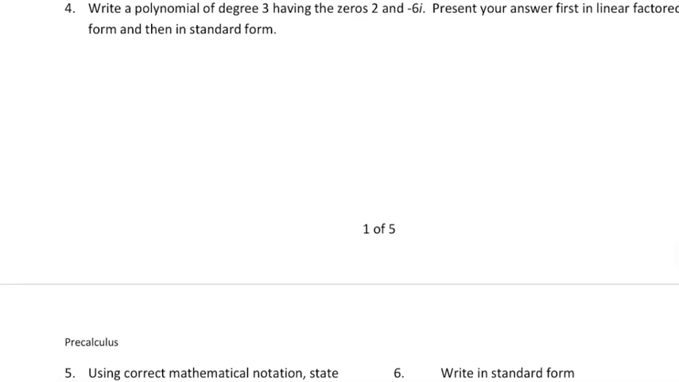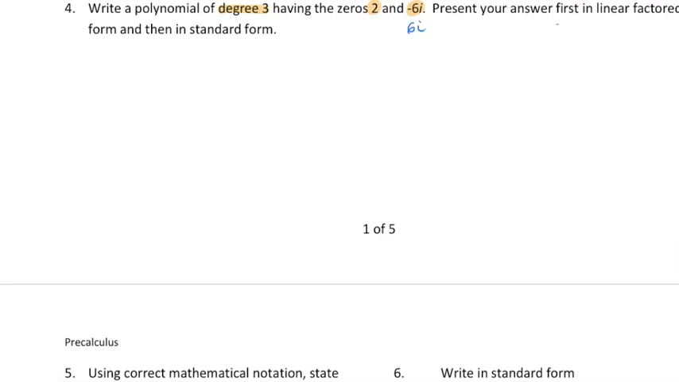It says, let me just change my color. Write a polynomial of degree 3. Okay, so that's something I'm going to key in on. Having the zeros of 2 and negative 6i. Those are only 2 roots. What's your other root? You should be saying positive 6i. Present your answer first in linear factored form. Okay, so linear factored form is going to come first.